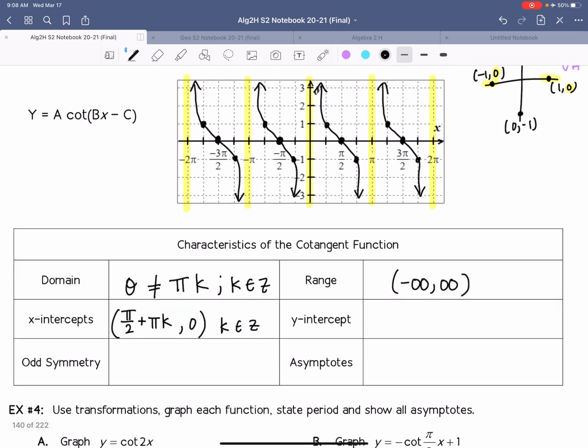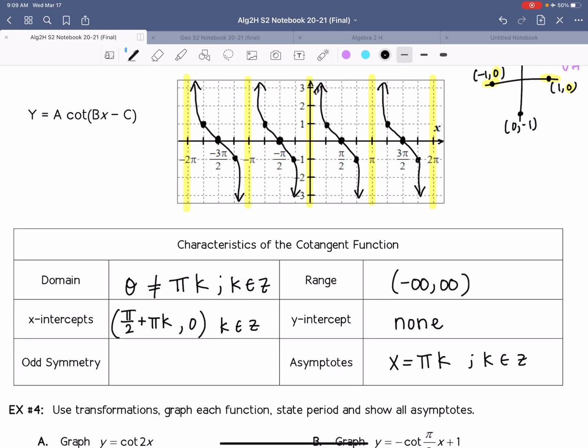Y-intercepts. This guy does not have any y-intercepts because there is a vertical asymptote on the y-axis, so no intercepts, or none. Don't worry about odd symmetry. It's just telling you it has odd symmetry. And then we have our asymptotes. Our asymptotes are everywhere our domain doesn't work, so my asymptotes are at x equals pi times k. Again, k being an element of integers.